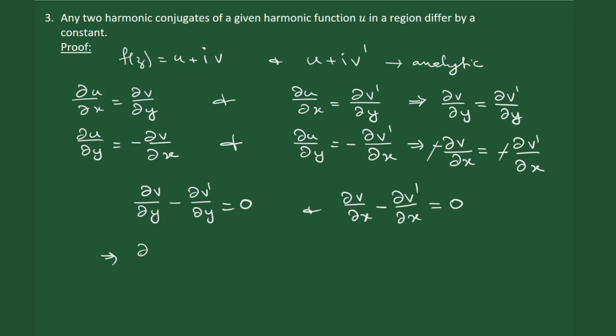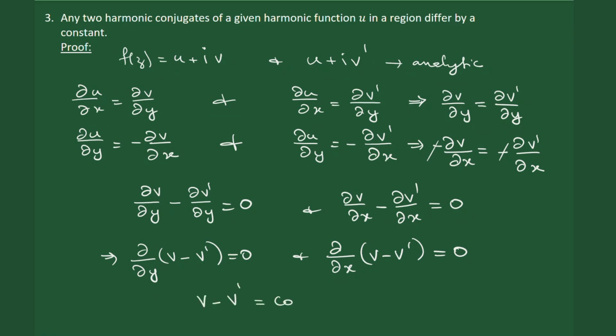Otherwise, we can write dou by dou y as common: dou y of v minus v dash is equal to 0. Similarly, dou x of v minus v dash is equal to 0. Whenever the derivative of a certain function is 0, we can conclude that the function is a constant function. Which means that v minus v dash is a constant.